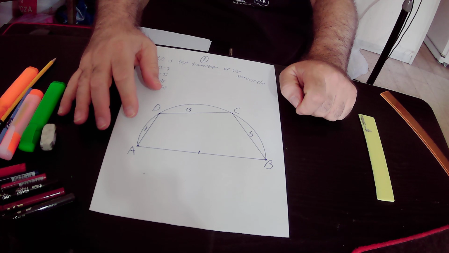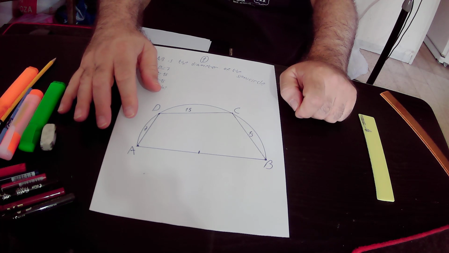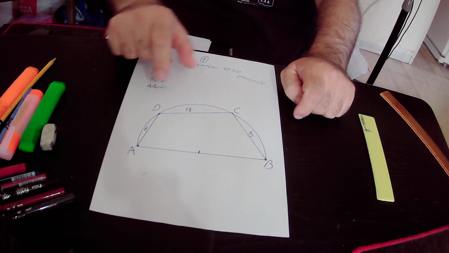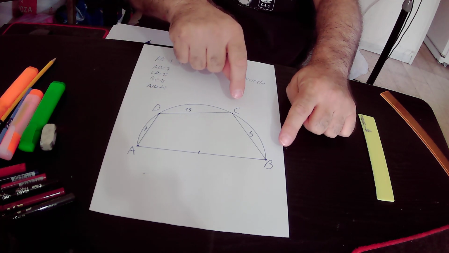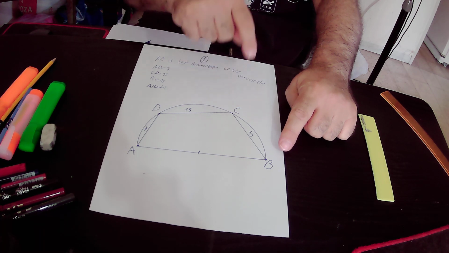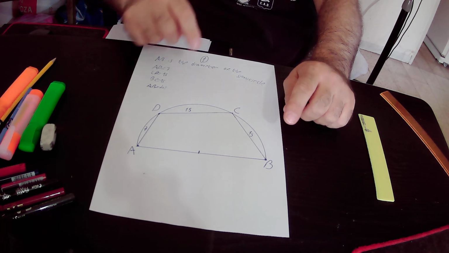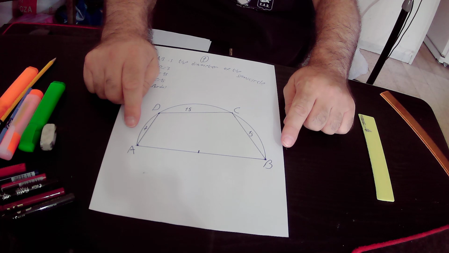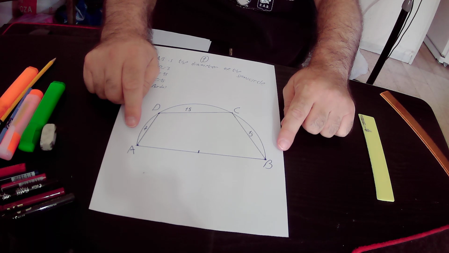We also know that chord AD equals 7 units in size, chord DC equals 15 units, and chord CB also equals 15 units, and we want to find out the size of the diameter, that is AB. We know that the diameter of this semicircle is AB, but we don't know the size of AB, and we want to find out the value of AB.